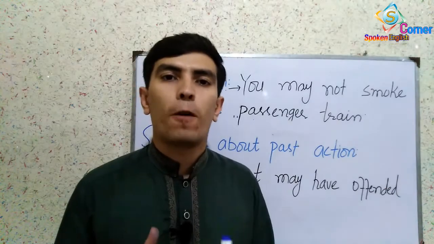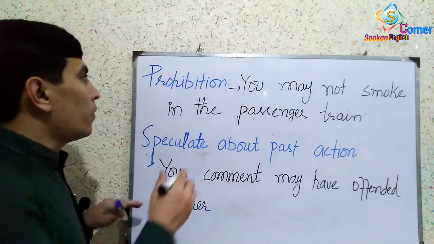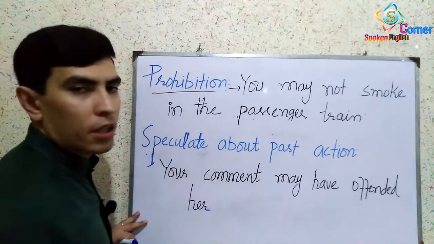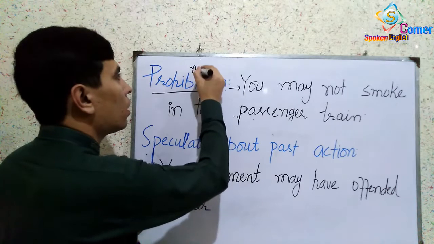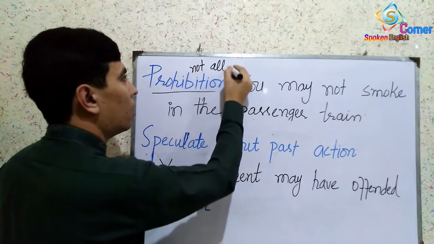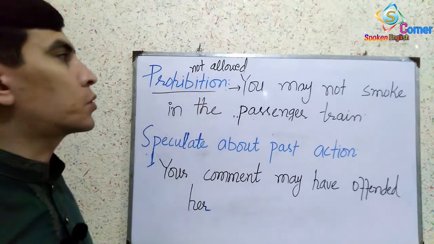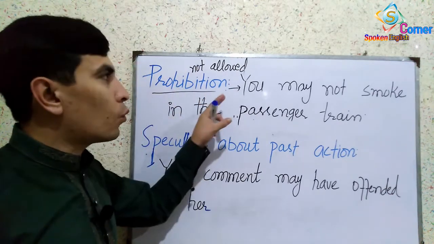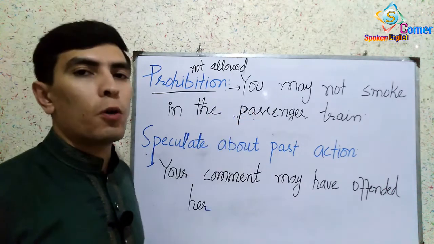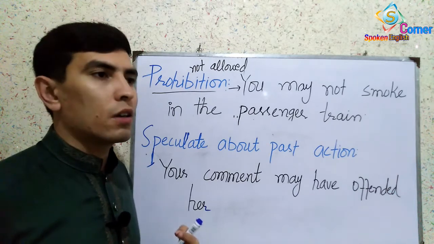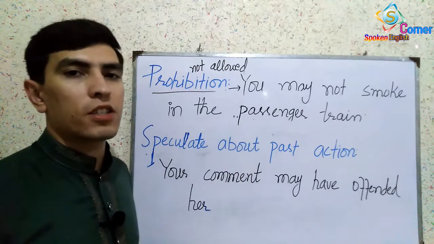Moving ahead from permission, here is another situation, which is prohibition. What does it mean by prohibition? Prohibition means you are not allowed to do something. Here I have made one example to make your concept clear. The example is: you may not smoke in the passenger train because it irritates other people. So you may not smoke in the passenger train.